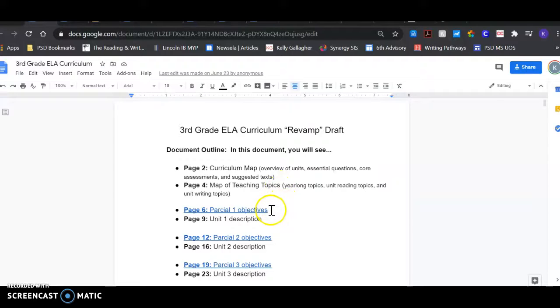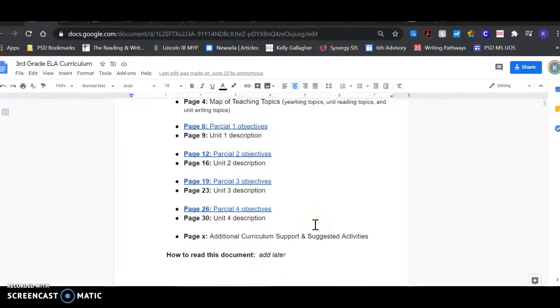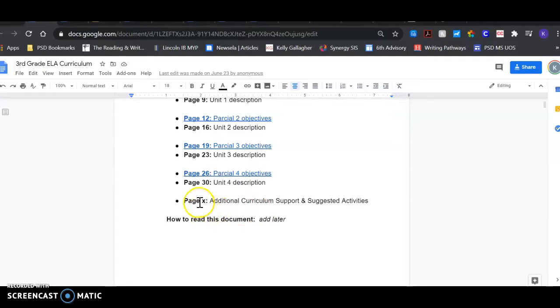And then for each unit, there's a page with the objectives for the unit and then the description of the unit. Okay? So we have that for all the partials. At the end, there's going to be additional curriculum support and suggested activities.